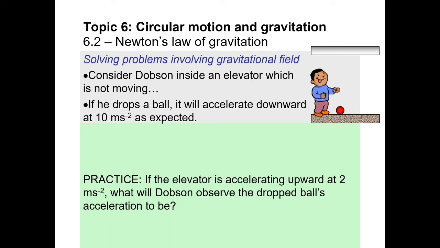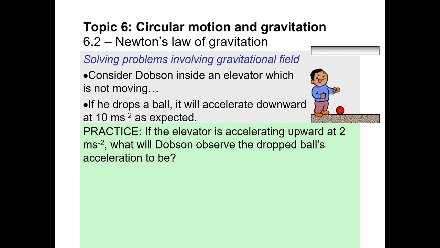If the elevator is accelerating upward at 2 meters per second squared, what will Dobson observe the dropped ball's acceleration to be? All right, so really we have a couple of options here. Either the ball's still going to accelerate at 10 meters per second squared, it's going to accelerate faster due to the 10 plus 2, or it's going to accelerate slower at 10 minus 2. If you actually just visualize the situation, it's not that difficult to determine.